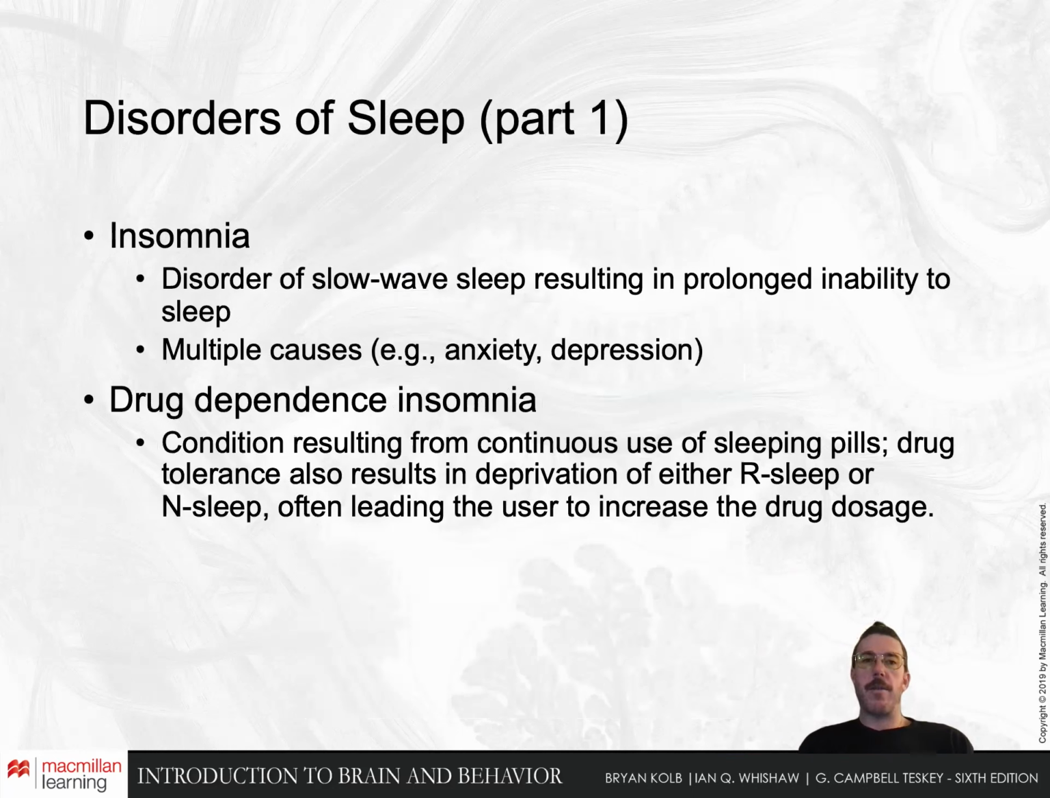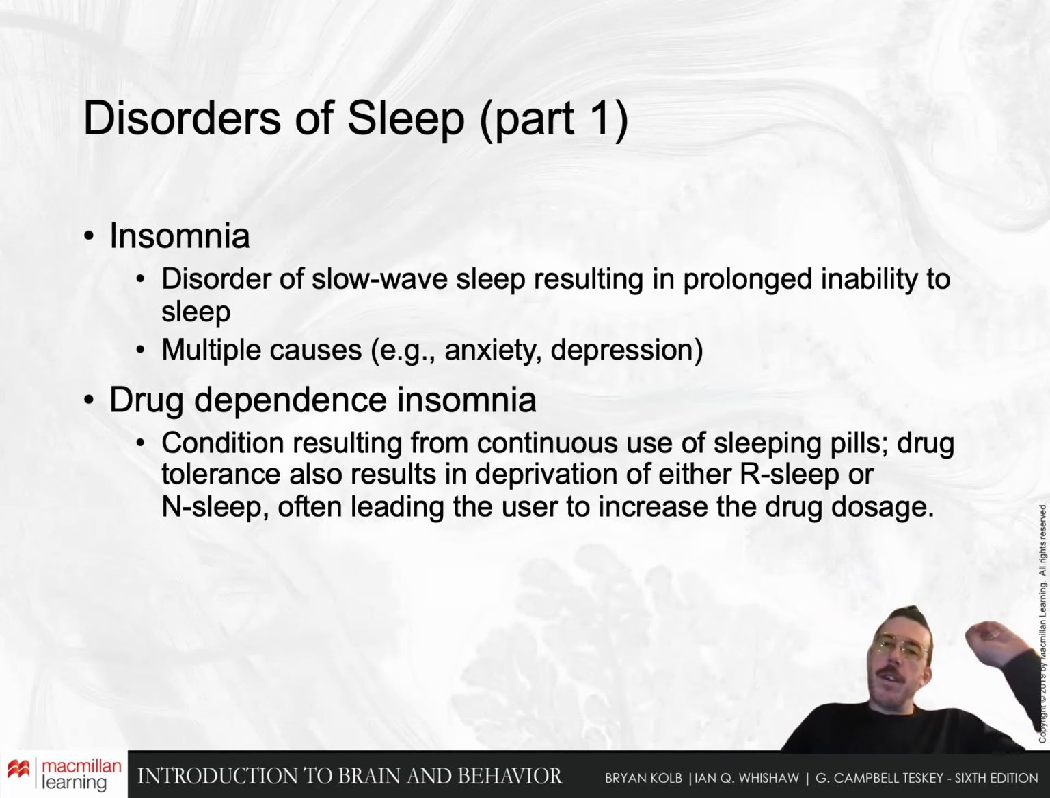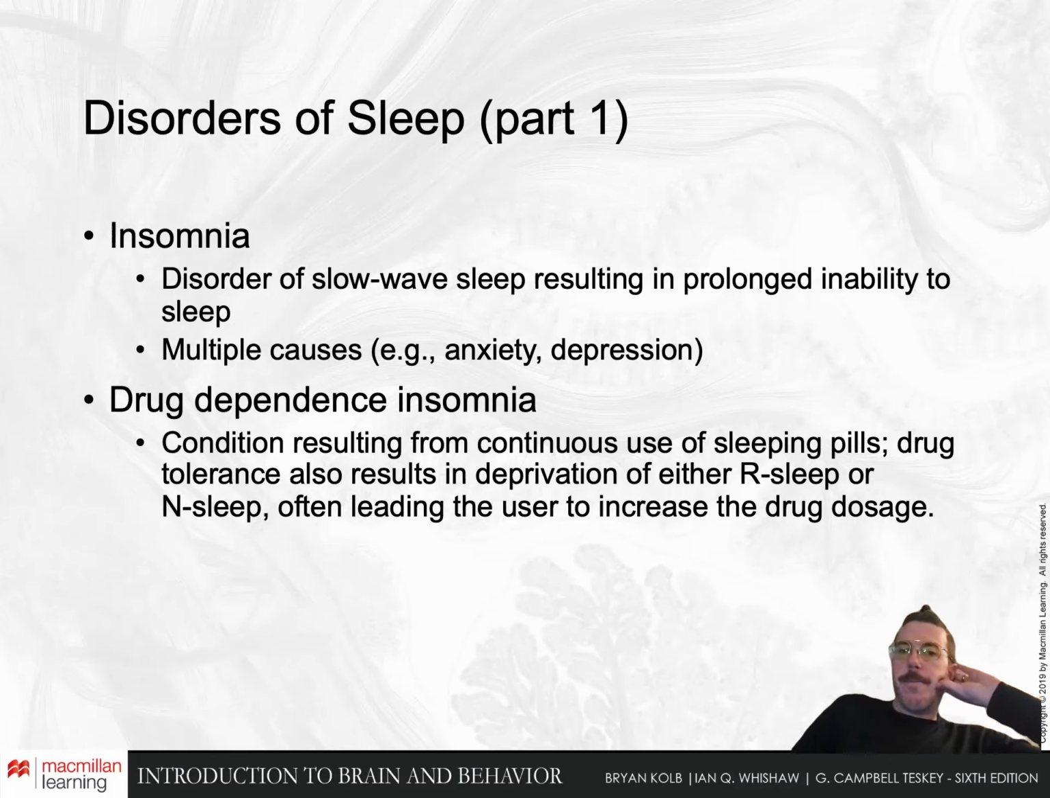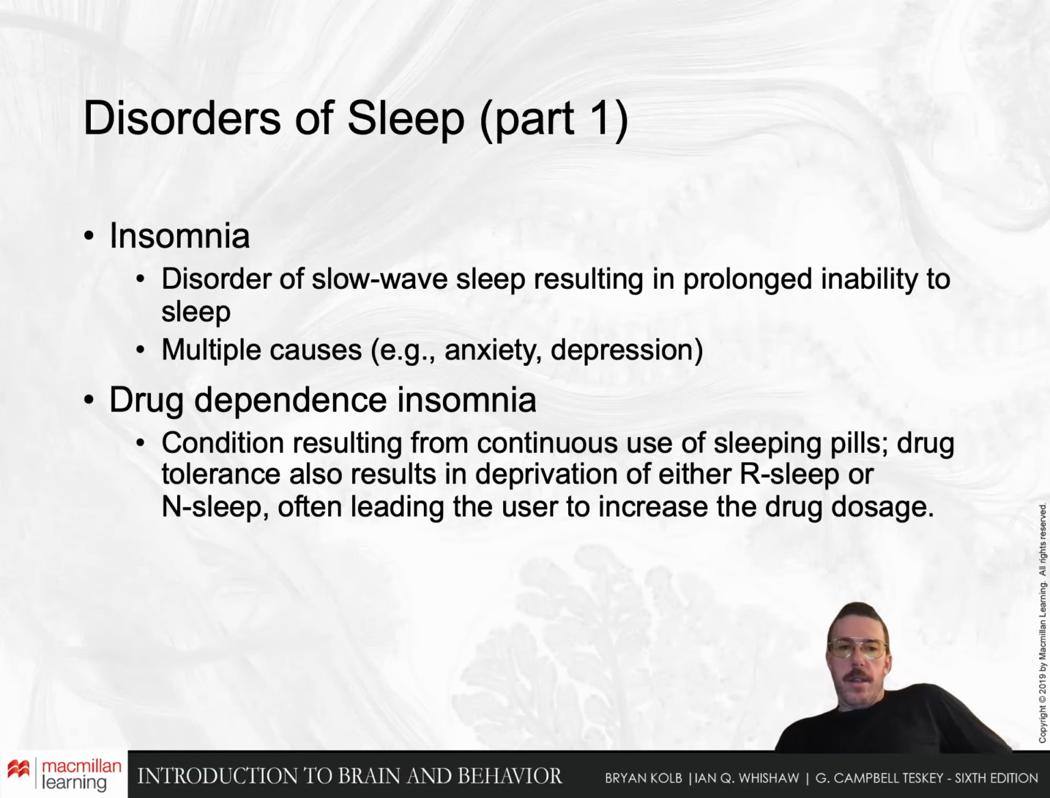Finally, we're going to end with disorders of sleep. Insomnia is a disorder of slow wave sleep where you have a prolonged inability to fall asleep. It has multiple causes. There's also drug dependence insomnia, where we take a drug like a sleeping pill and we need more and more of the drug to get the same benefit. And the tolerance also results in deprivation of certain stages of sleep, and this leads the user to increase their drug dosage in a vicious cycle.